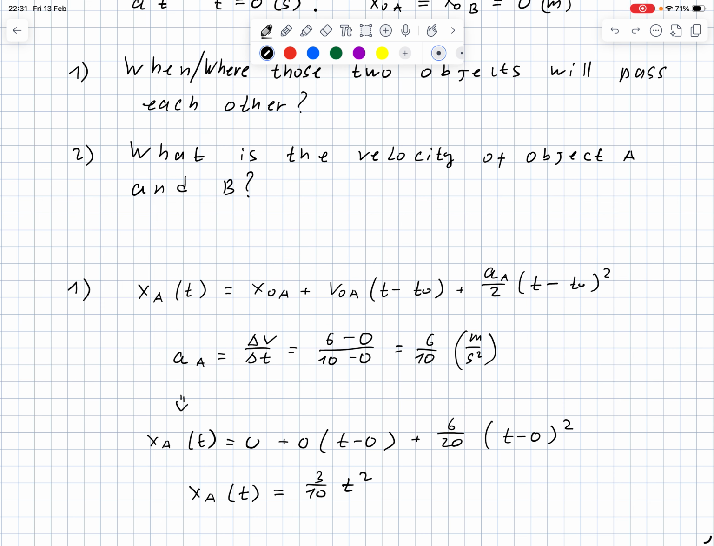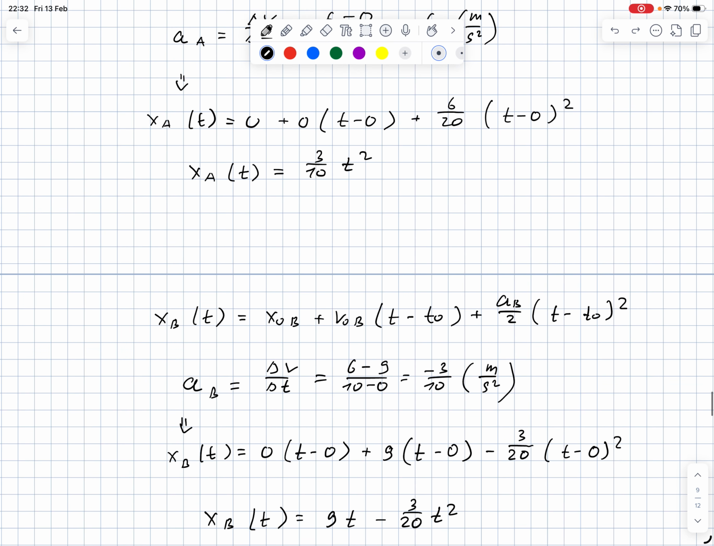Okay, again, at 0 seconds, the initial velocity is 0 and the initial position is also 0. Finally, we get this expression for the function of position of object A. Very simple parabola. A happy parabola because the coefficient, 3 divided by 10 of t squared, is positive. That's why this parabola is happy or smiling.